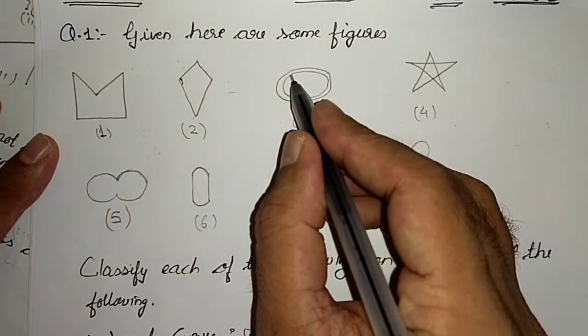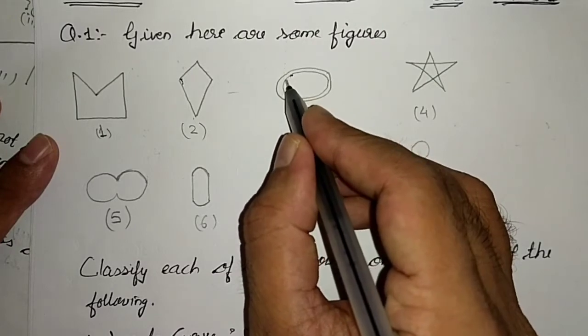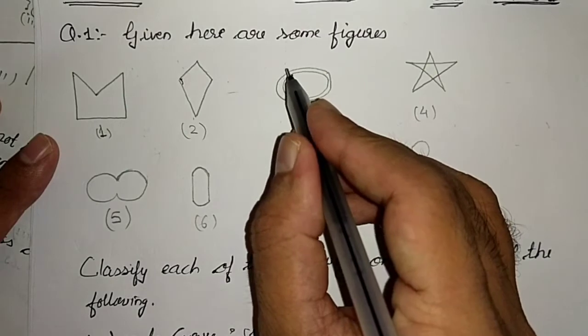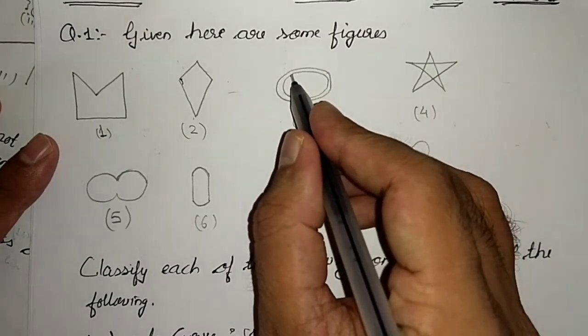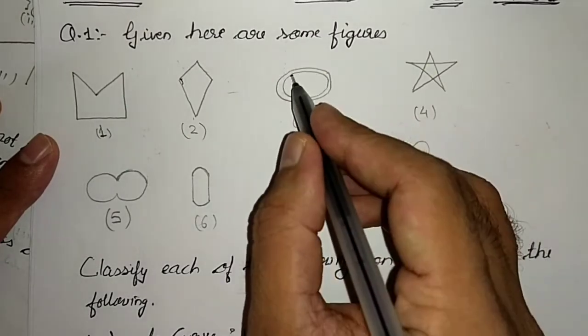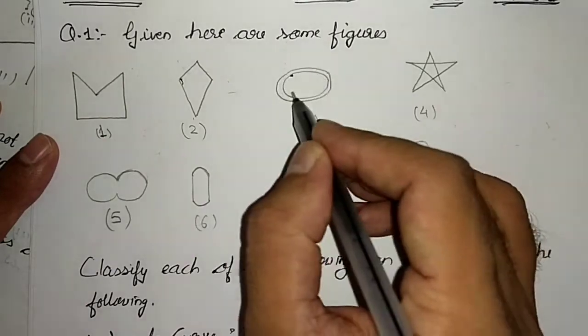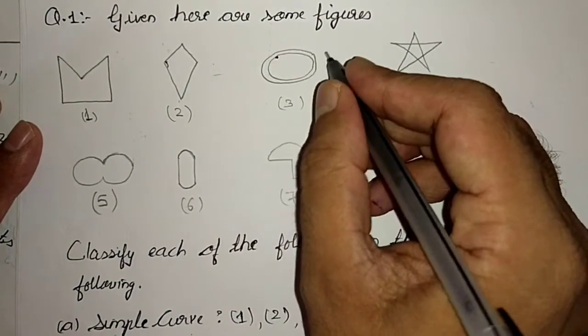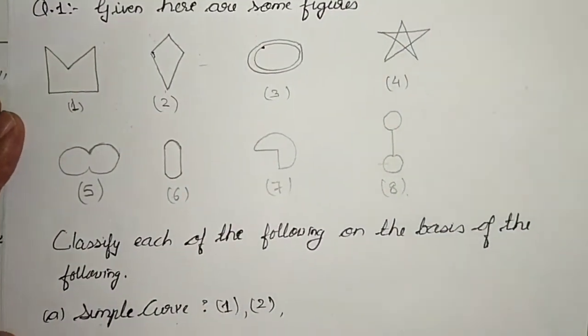For this, let me start from here. Now I am lifting the pen. To make this curve, I must lift the pen. And if I am lifting the pen, this is not a curve. So this figure is not a curve, so we will not write anywhere.